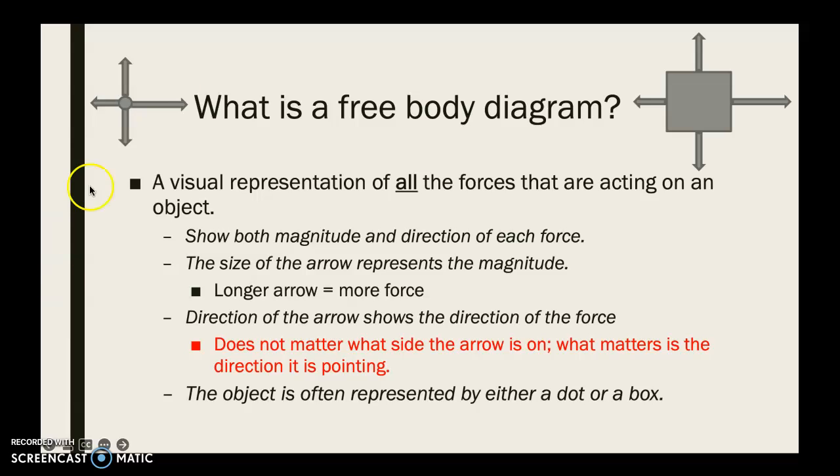Now, we are always going to have the arrow that goes to the right on the right side. The arrow that's going to be a leftward force will go on the left side. However, it's important to realize that that does not matter. I could have the arrow that's pointing to the right on the left side. We just pay attention to the direction the arrow is pointing. And then the object that has the forces acting on it is either drawn as a dot or a box. We're going to draw it as a box just for simplicity's sake.